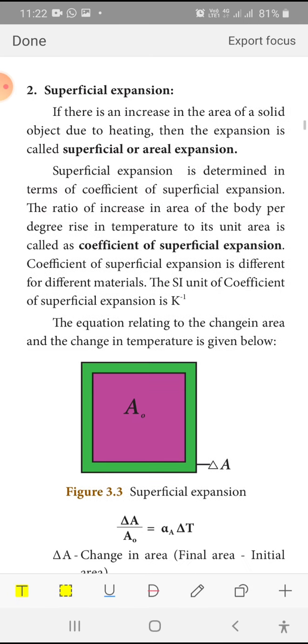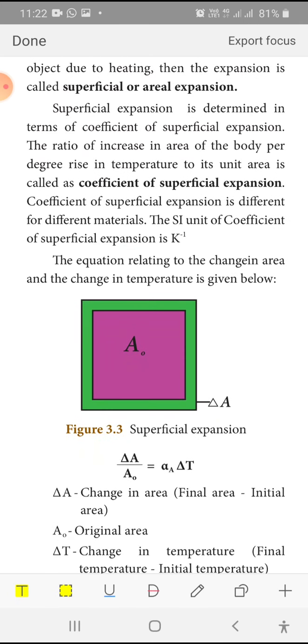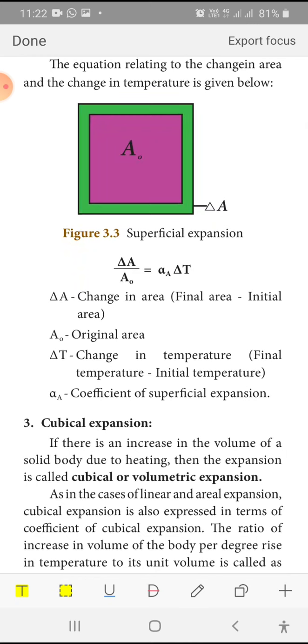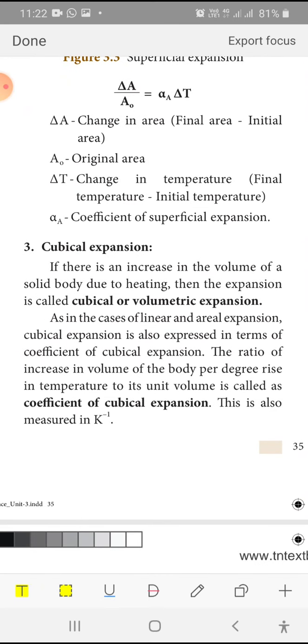The formula is also del A by A naught is equal to alpha A into del T. You know what del A is? Change in area, A naught is original area, del T is change in temperature, and alpha A is the coefficient of superficial expansion. Do you want me to explain the cubical? Increase in volume due to heating is cubical expansion.